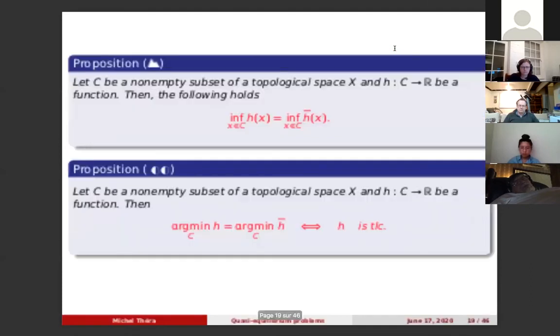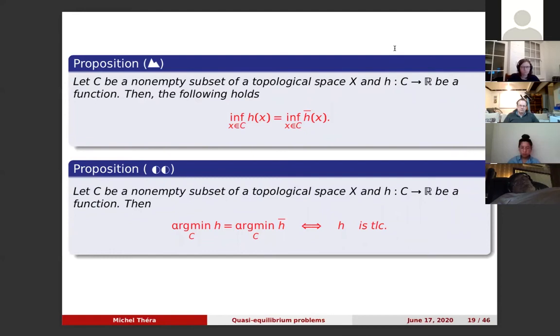And also, the following result is known. If C is a non-empty subset of a topological space X and H is a function defined on C, then the infimum of H of X on C is equal to the infimum of H bar of X on C. And also, the argmin of H is equal to the argmin of H bar if and only if H is transfer lower continuous. Okay, and this result is important.